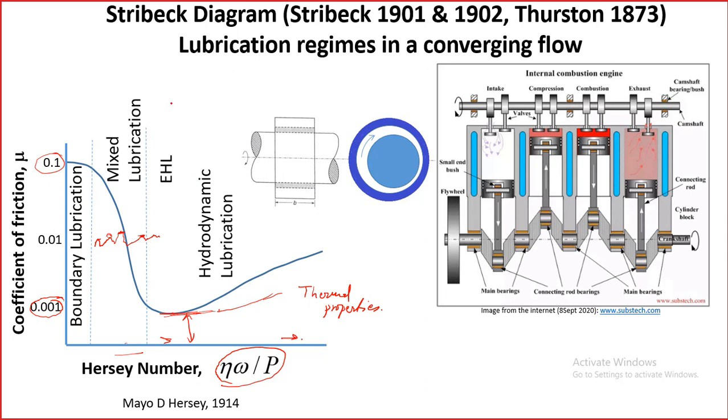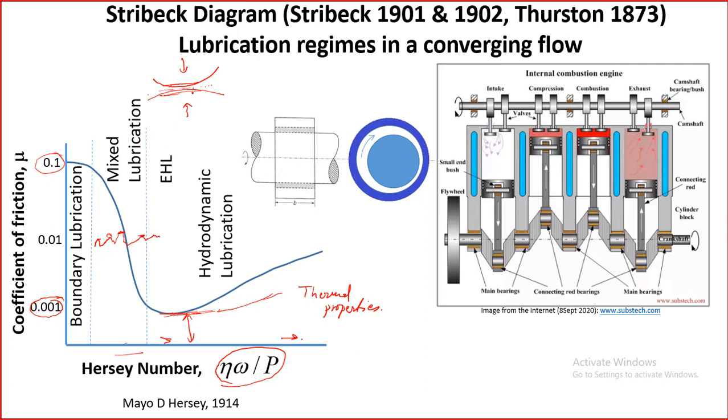And EHL happens when there is some elastic deformation. For example, if I've got two surfaces like this under very high heavy load, then because of elastic deformation, these two surfaces will deform slightly. This elastic deformation allows the thickness of the lubricant to be sufficient here so that lubrication can happen. So this is known as EHL, or elasto-hydrodynamic lubrication.